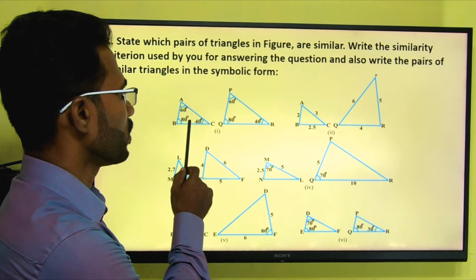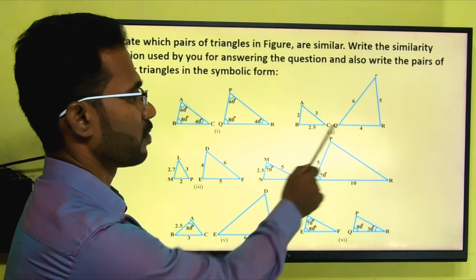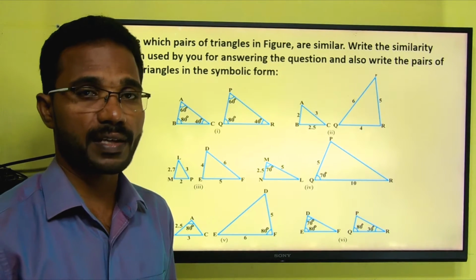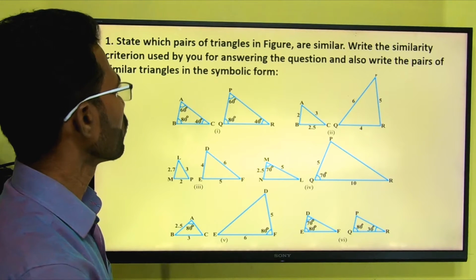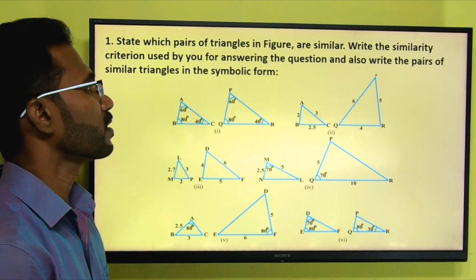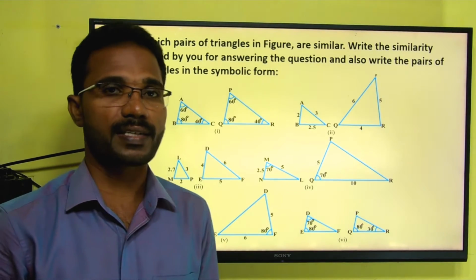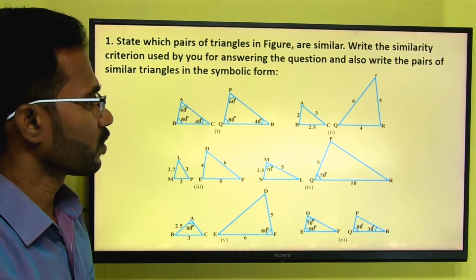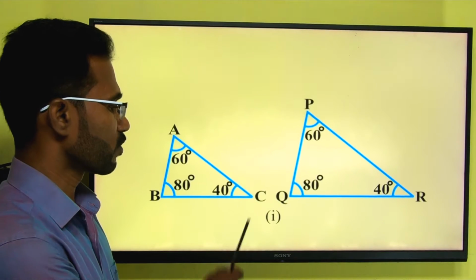Which set of triangles are similar, which criterion are you using, and also write the pair of similar triangles in symbolic form. You need to give the answer in symbolic form. So, we'll take the first question.